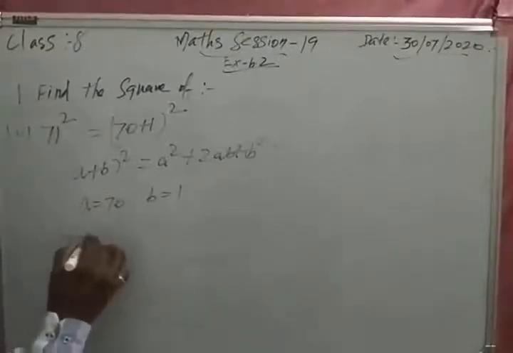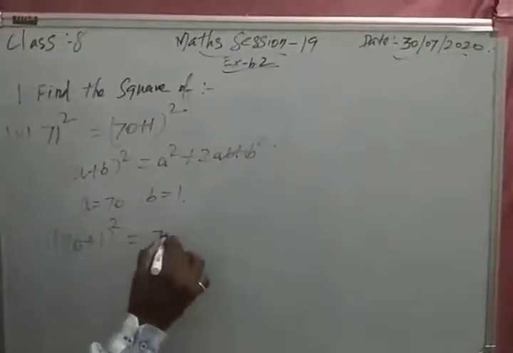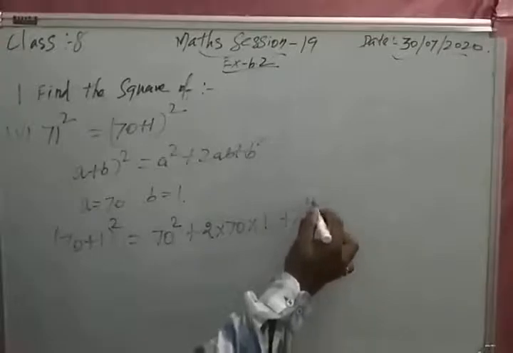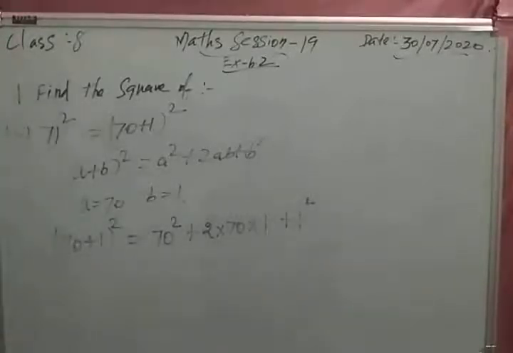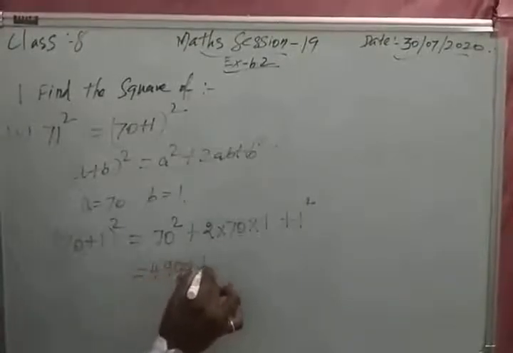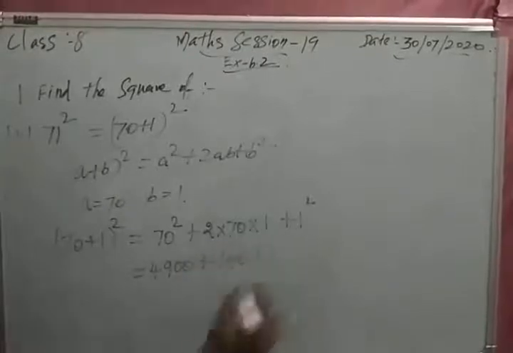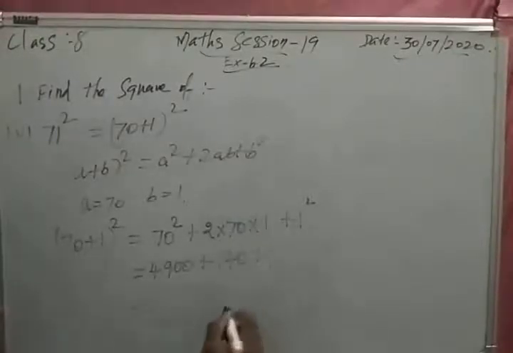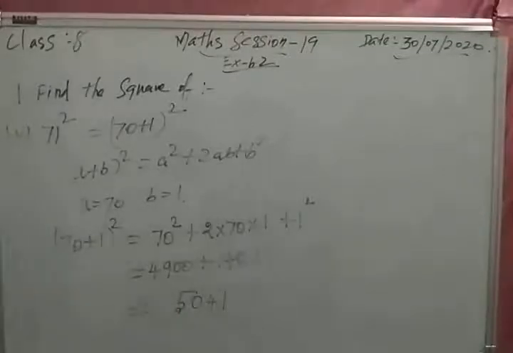According to that we can follow: 70 plus 1 the whole square is equal to 70 the whole square plus 2 multiplied by 70 multiplied by 1 plus 1 square. You can get the value of 70 square. 140 plus 1. Okay. Then now you can get the values: 1, then 4, and 5,041. Okay, students.